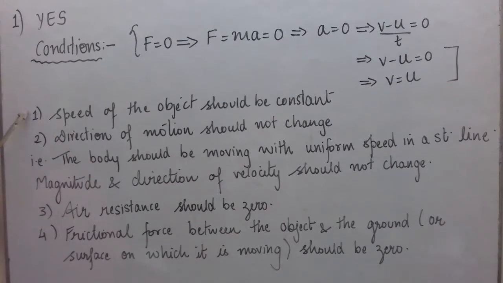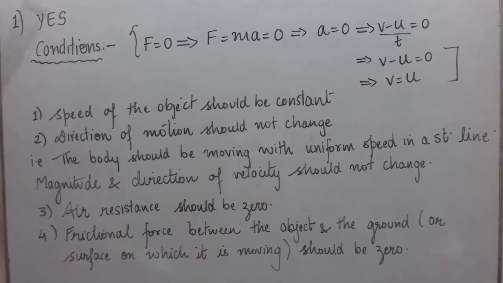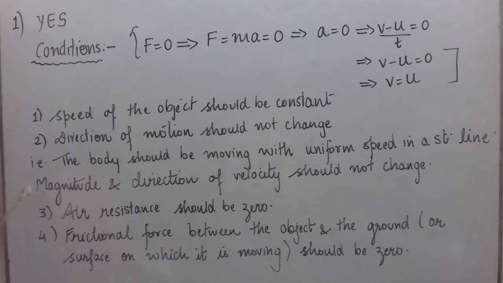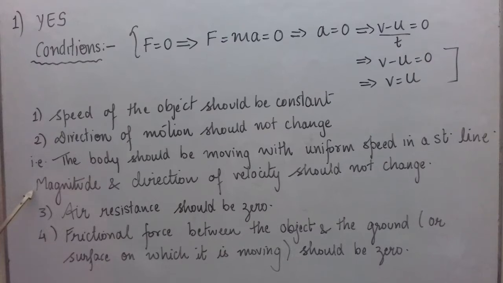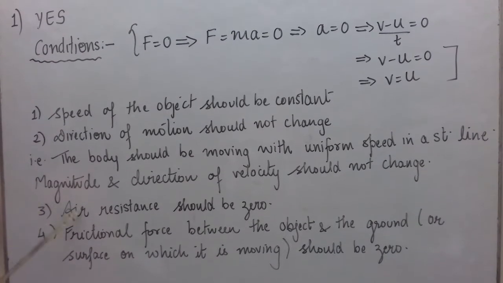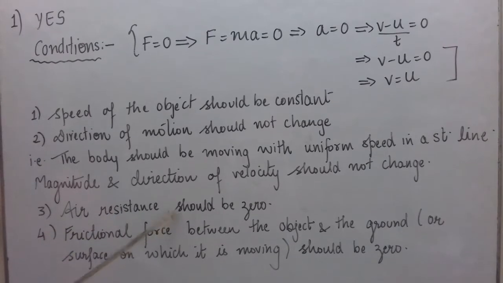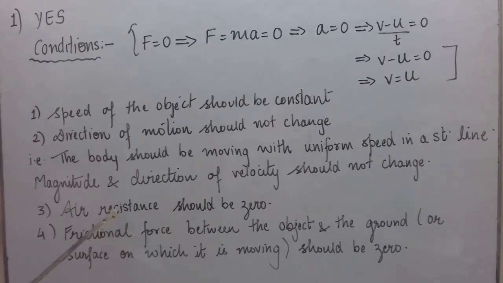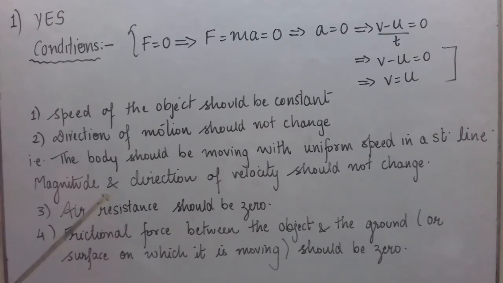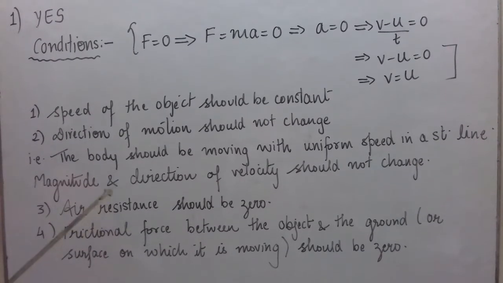These first two conditions are more important because already in the question it is mentioned if F is 0. But we know if the body ultimately stops, why does it stop? Because of this third and fourth reason. Air resistance should be 0. If air is opposing the motion of the body, then forces are acting, opposing forces acting on the body, and the body stops.